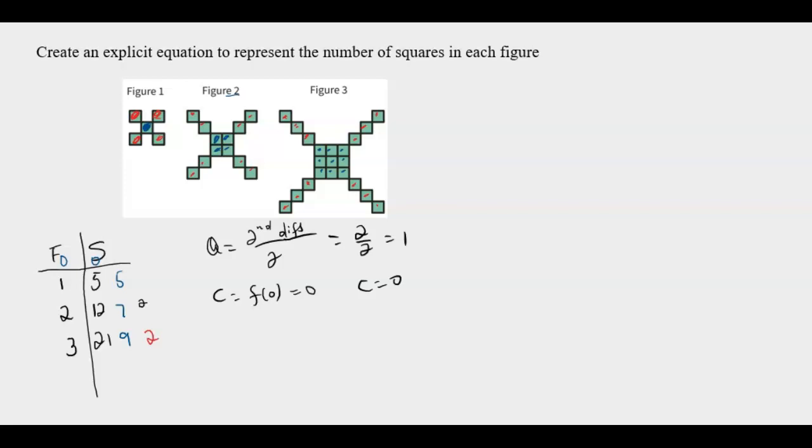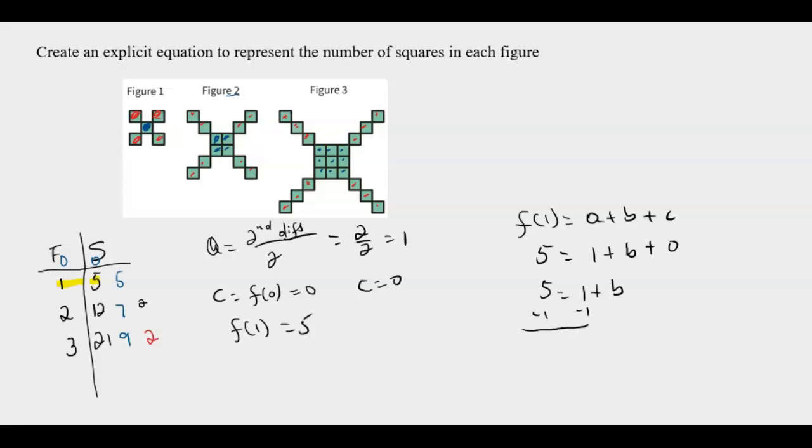Okay, so we have the value of A, we have the value of C, and now of course we need F of 1. F of 1 is equal to 5, again from the table right here. So now what we're going to do is set F of 1 equal to A plus B plus C. The A value is 1, plus we don't know what the B value is, plus B plus C, and the C value is 0. Okay, 1 plus 0 is 1, so we have 5 equal to 1 plus B. Now if you subtract 1 on both sides of the equation, 5 minus 1 is 4, so B is equal to 4.